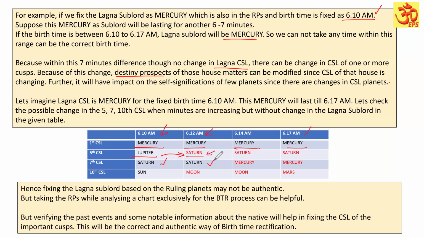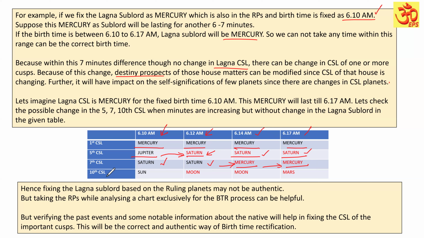And timing of events. 6:14 a.m., what you see? At 6:14 a.m., the fifth sublord is going to remain the same, like the Lagna sublord is going to remain the same for 6:12 also, 14 also, 17 also. Similarly, Saturn for the 2 minutes difference or 3 minutes difference, Saturn is going to be the same. But the seventh sublord for 6:12 a.m. was Saturn, then at 6:14 a.m. it is changing to Mercury. Next sublord is coming. It is going to be there for 17 also, Mercury.